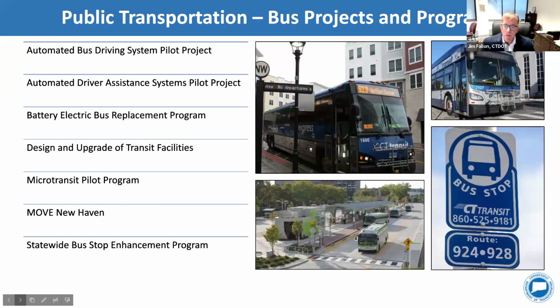So on the public transportation bus side, a number of improvements, certainly electrification and battery electric buses is something that we're moving forward with. And certainly the bus stop enhancement program, so let's try to provide better amenities at bus stops and provide some protection for people as they're waiting for the bus. And then move New Haven, which is down in the New Haven area, and tries to enhance transportation within the city. Go to the next slide.